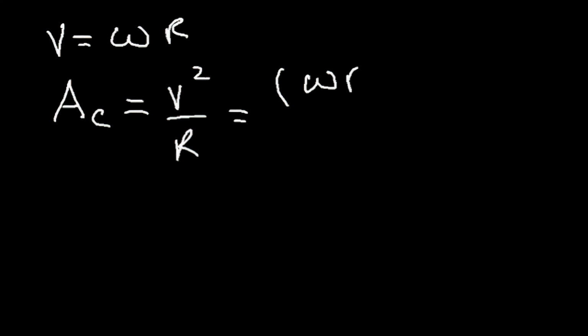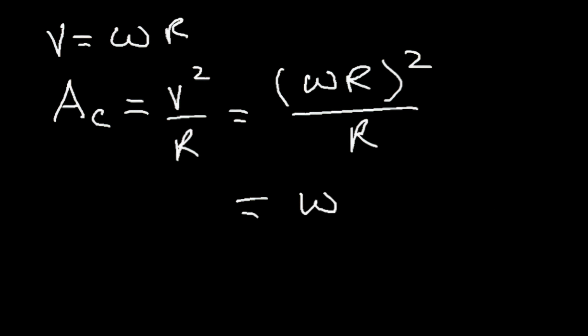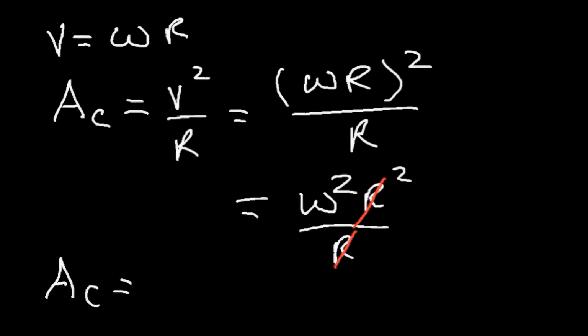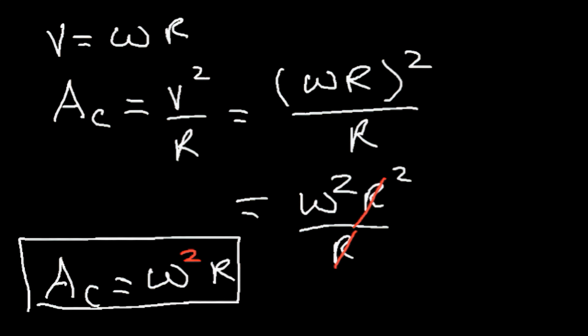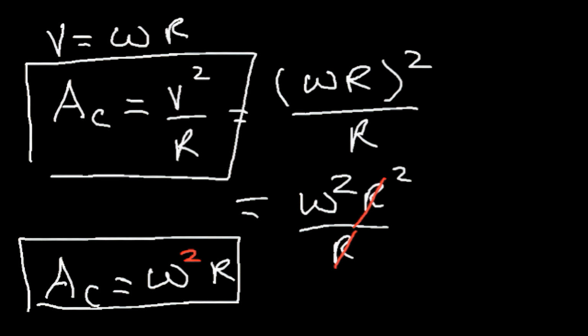So v is w times r. And once you square it, you get w squared r squared over r. You can cancel one of the r's. So the radial or centripetal acceleration is the square of the angular velocity times the radius. So if you know the angular velocity, you can find the centripetal acceleration. Or if you know the tangential velocity, you can find it as well.